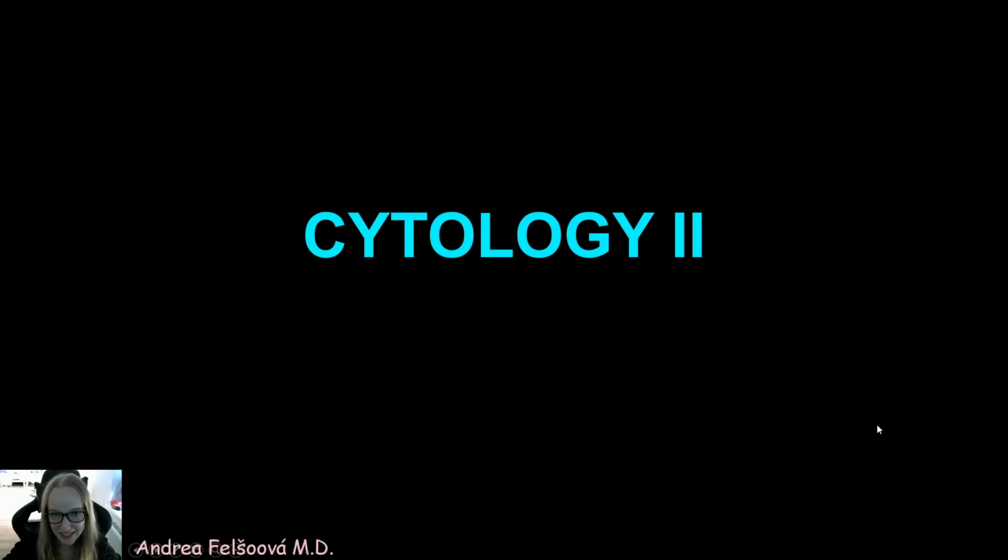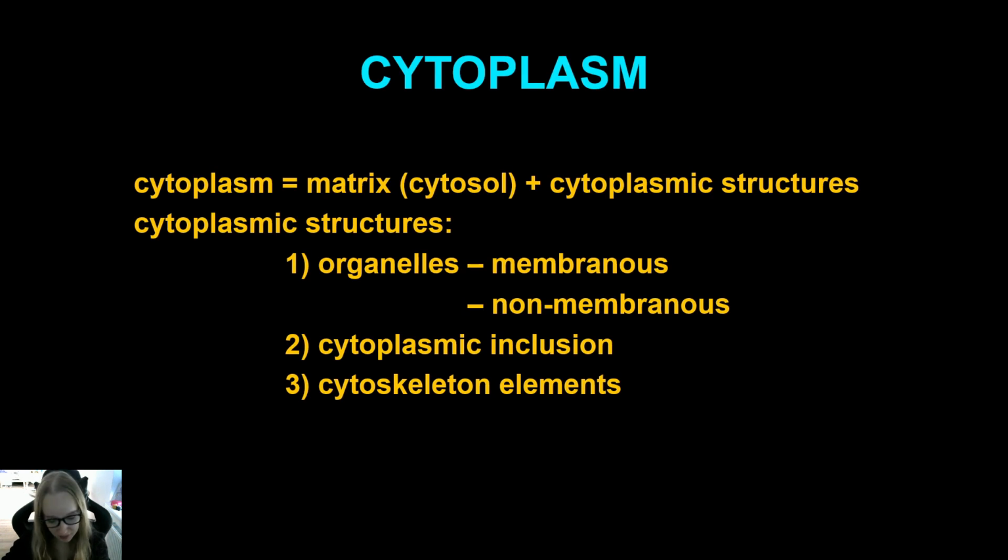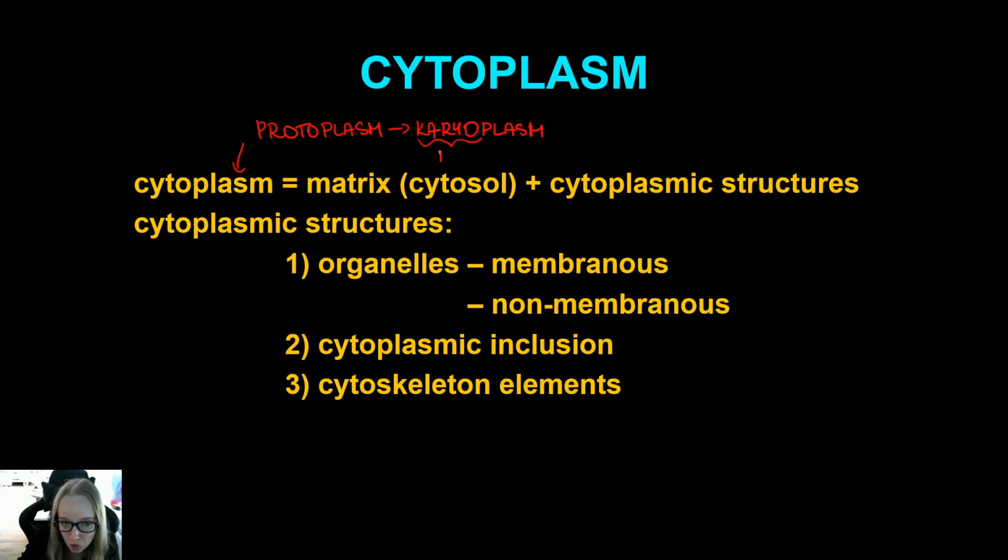Hi, welcome to the next lecture about cytology. This lecture will be about cytoplasm and its structures. So once again, protoplasm is divided into cytoplasm, which we're going to talk about today, and also karyoplasm. Karyoplasm is basically a nucleus, because karyo means nucleus. So that is everything in the nucleus, and cytoplasm is everything around the nucleus.